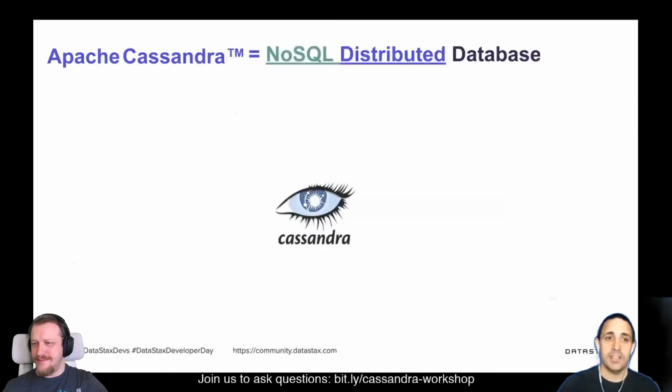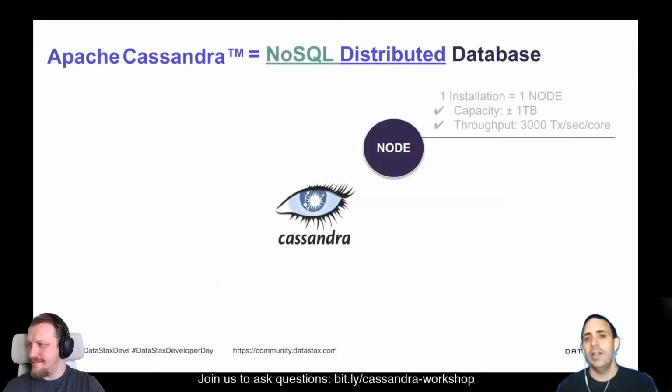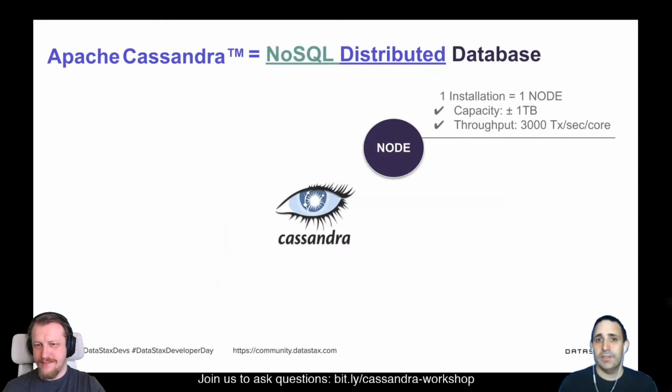Okay, so Apache Cassandra is a NoSQL distributed database. You can install Cassandra on a single machine, what we call a node, and the capacity for a node is about 1 terabyte and about 3,000 transactions per second per core. But it's a distributed database, and you should think about Cassandra when your data cannot fit on a single machine anymore. Not enough capacity, too much throughput, not enough bandwidth. You cannot absorb so many requests at the same time.